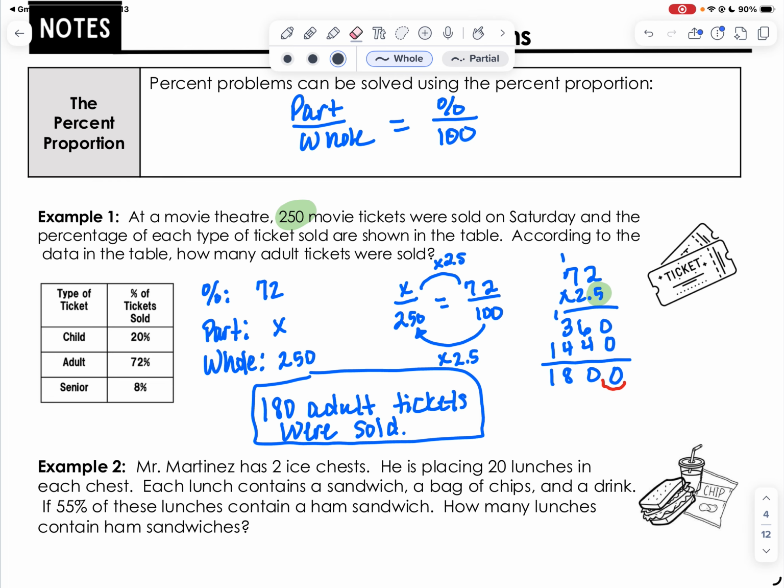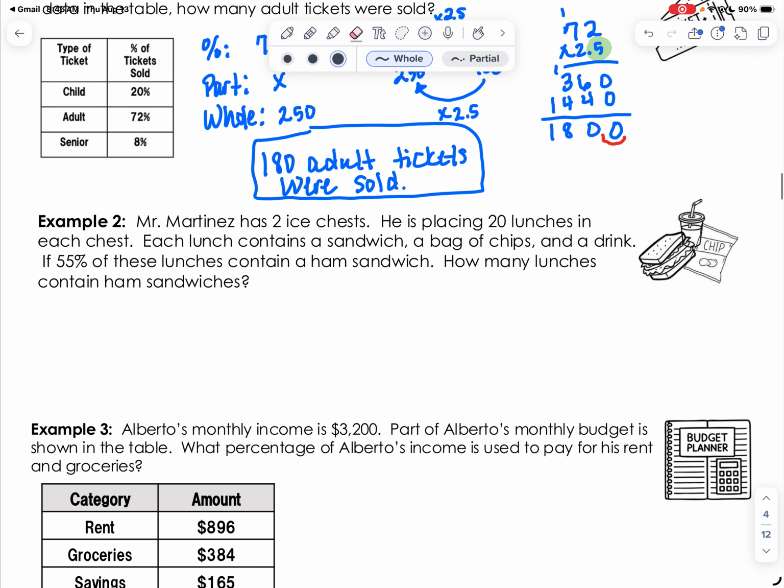All right. Example 2. Mr. Martinez has 2 ice chests. He is placing 20 lunches in each chest. Each lunch contains a sandwich, a bag of chips, and a drink. If 55% of these lunches contain a ham sandwich, how many lunches contain ham sandwiches? So again, just like the last problem, we want to identify our percent, our part, and our whole so that we can set up the proportion.